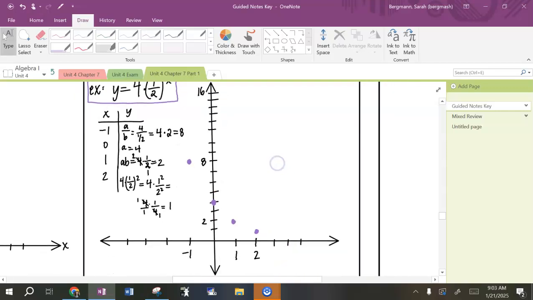You might be noticing that our graph really does look similar to the other graph, except it's flipped. So this time, it's called exponential decay, because if you read your graph from left to right, it's going down or decreasing.